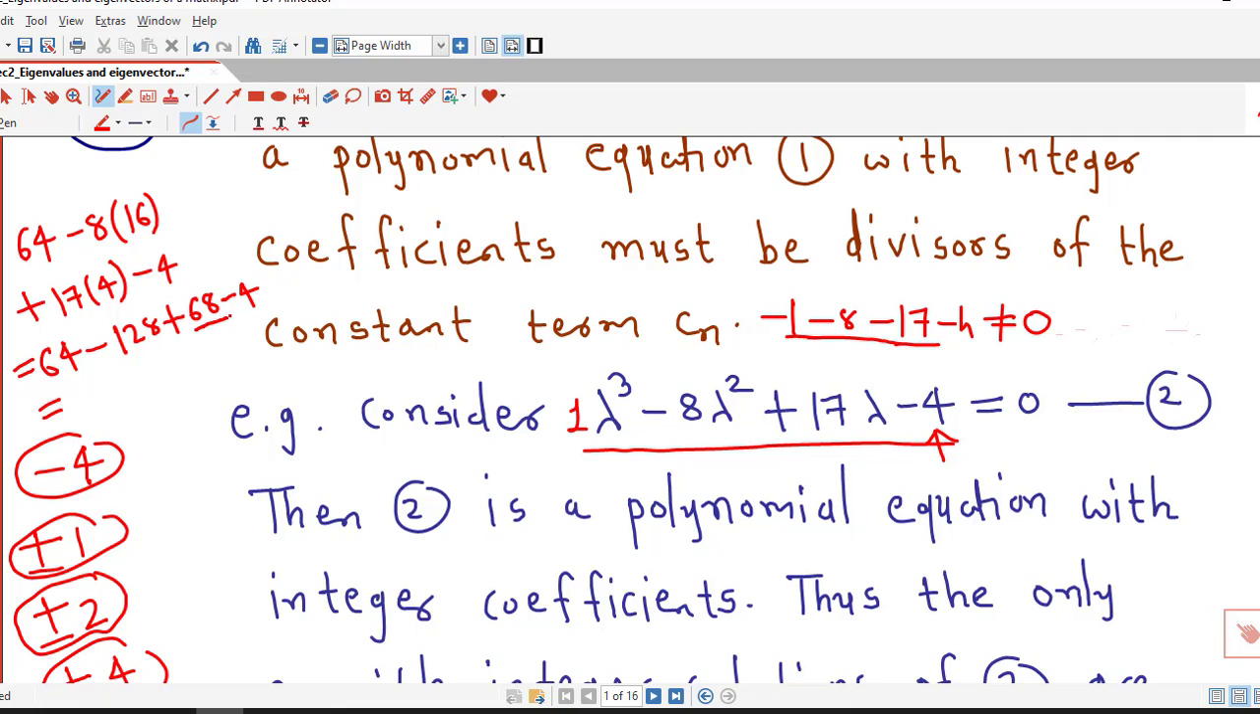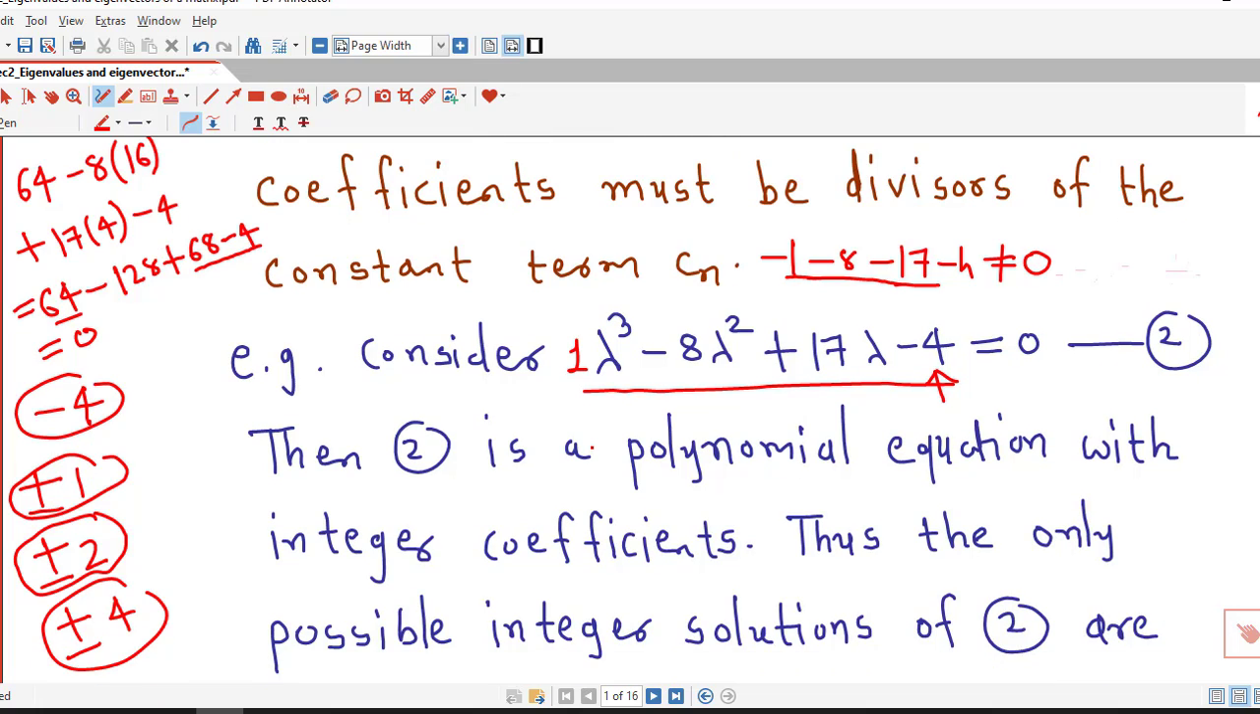And this is going to be 64 plus 64, which is 128 minus 128. So lambda equal to 4 satisfies this equation. So therefore lambda equal to 4 is the solution of this equation.